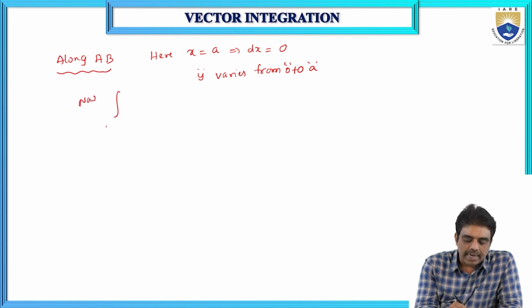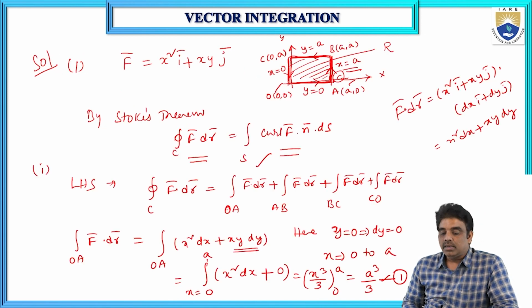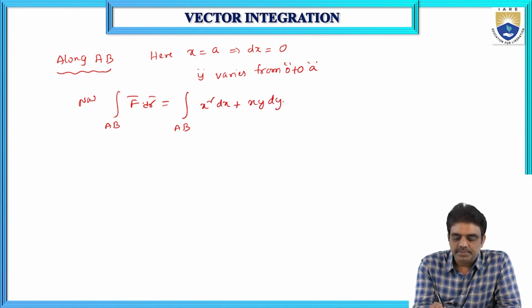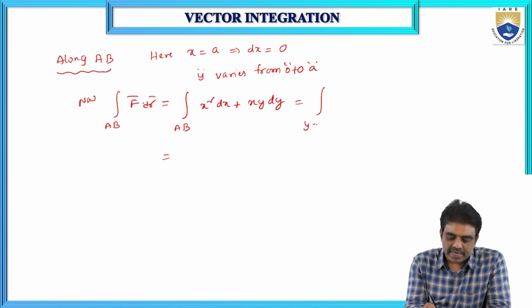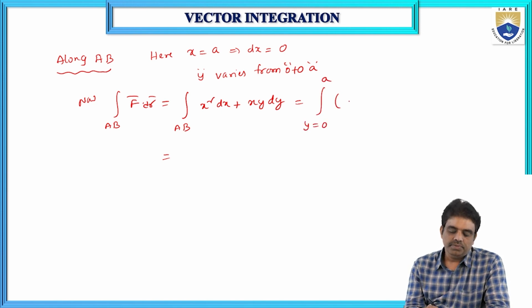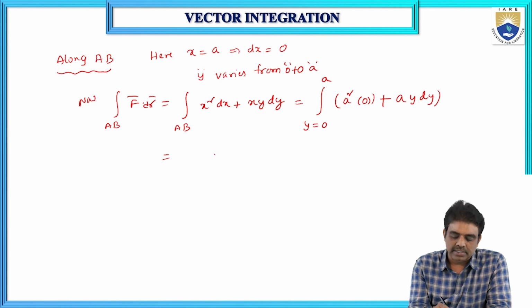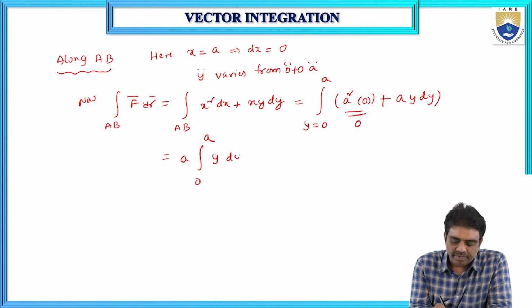Now, the integral along AB of f bar dot dr bar is equal to the integral along AB. What is f bar dot dr bar? It is x square dx plus xy dy. That is the integral where y varies from 0 to a. So x is equal to a, so a square dx means 0. The first term is entirely 0. Then x is equal to a, y dy, the integral from 0 to a.